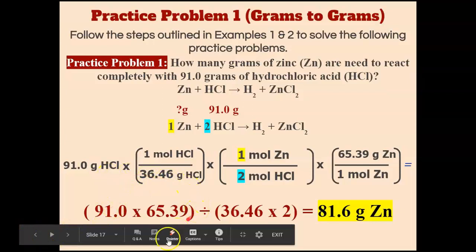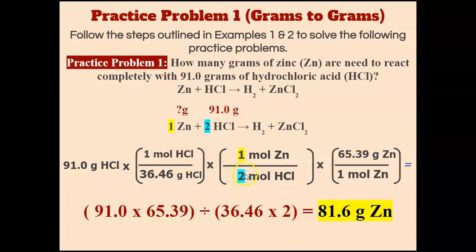Grams cancel to convert to moles. I use my mole-mole ratio, 2 moles of hydrochloric acid. This is what I have. It goes on bottom to cancel. 1 mole of zinc is what I want. It goes on top. Final step, I cancel moles of zinc and I convert to grams of zinc.